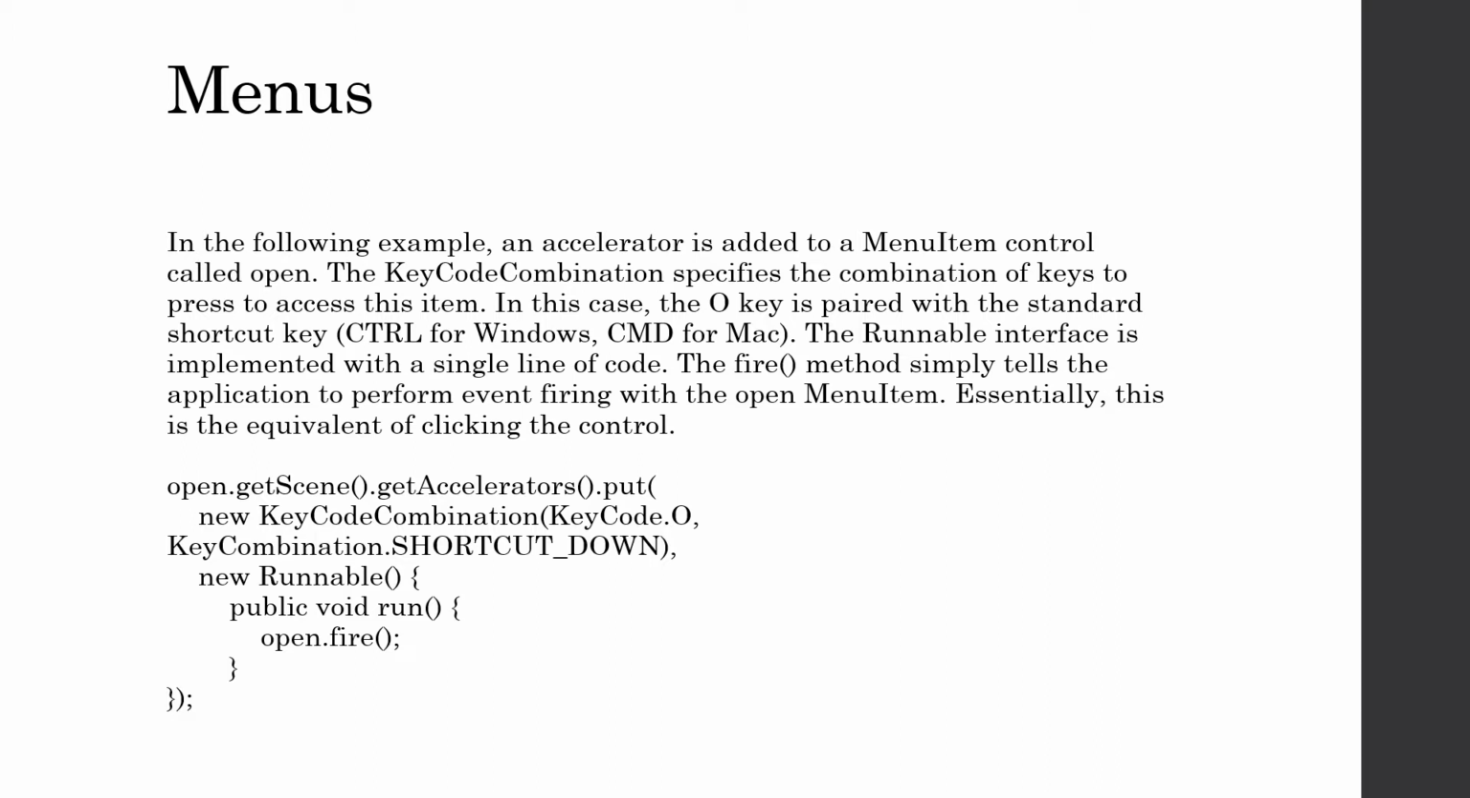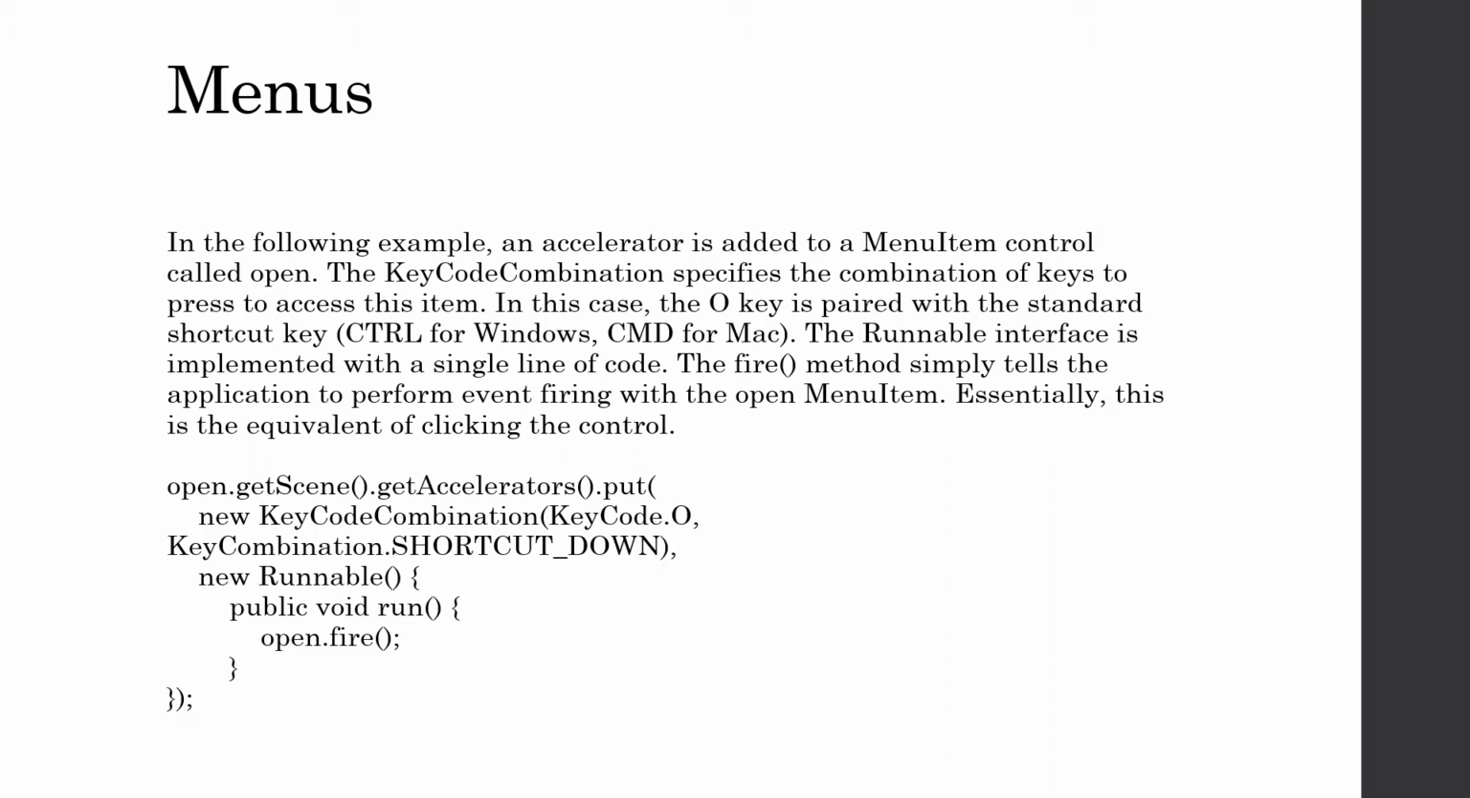So in the example that I have here, we're going to use an accelerator on the menu item control called open. So essentially we're going to be creating a shortcut or a hotkey for the open item. The key code combination specifies the combination of keys to press to access this item. So you can see that in the second line of this example.